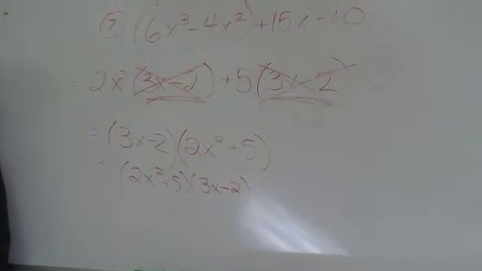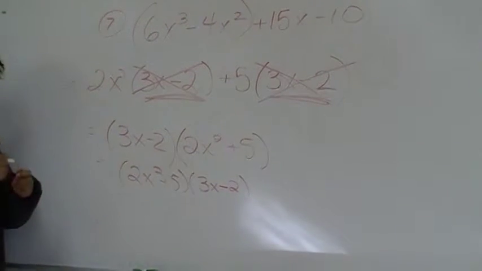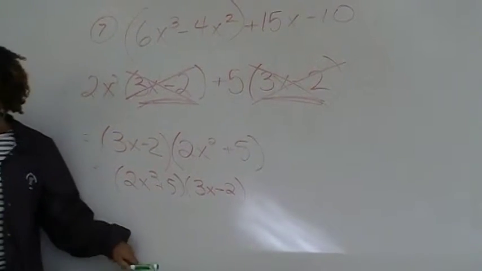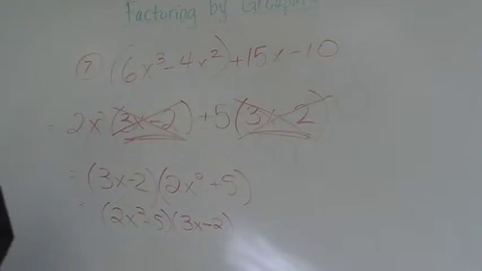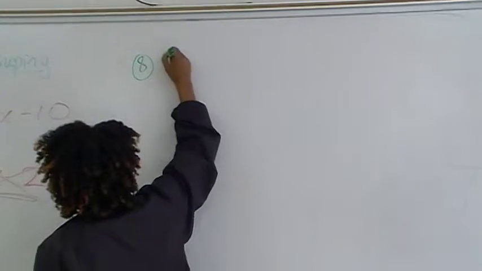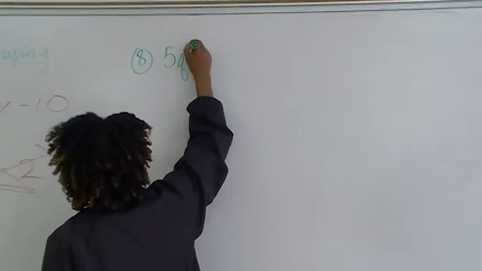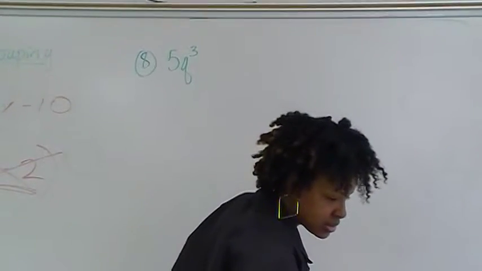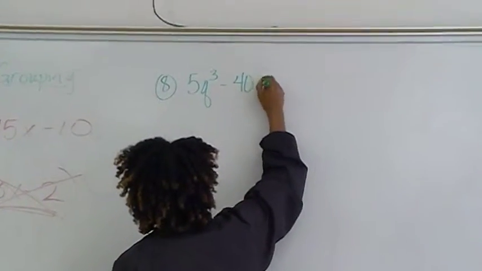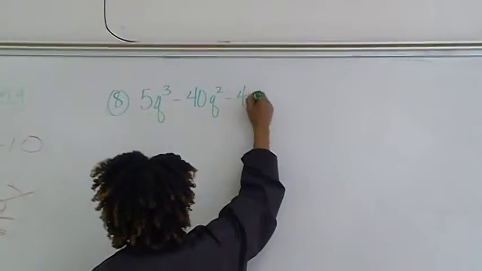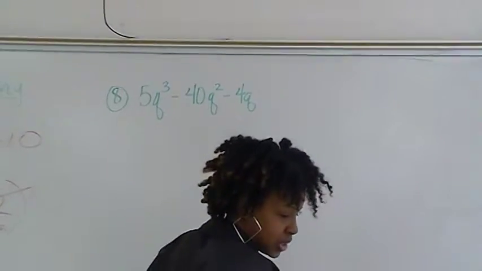Hard? No. Okay, good. Let's do another one. Let's do number 8. It's 5q to the third power minus 40q squared minus 4q plus 2 plus 32.